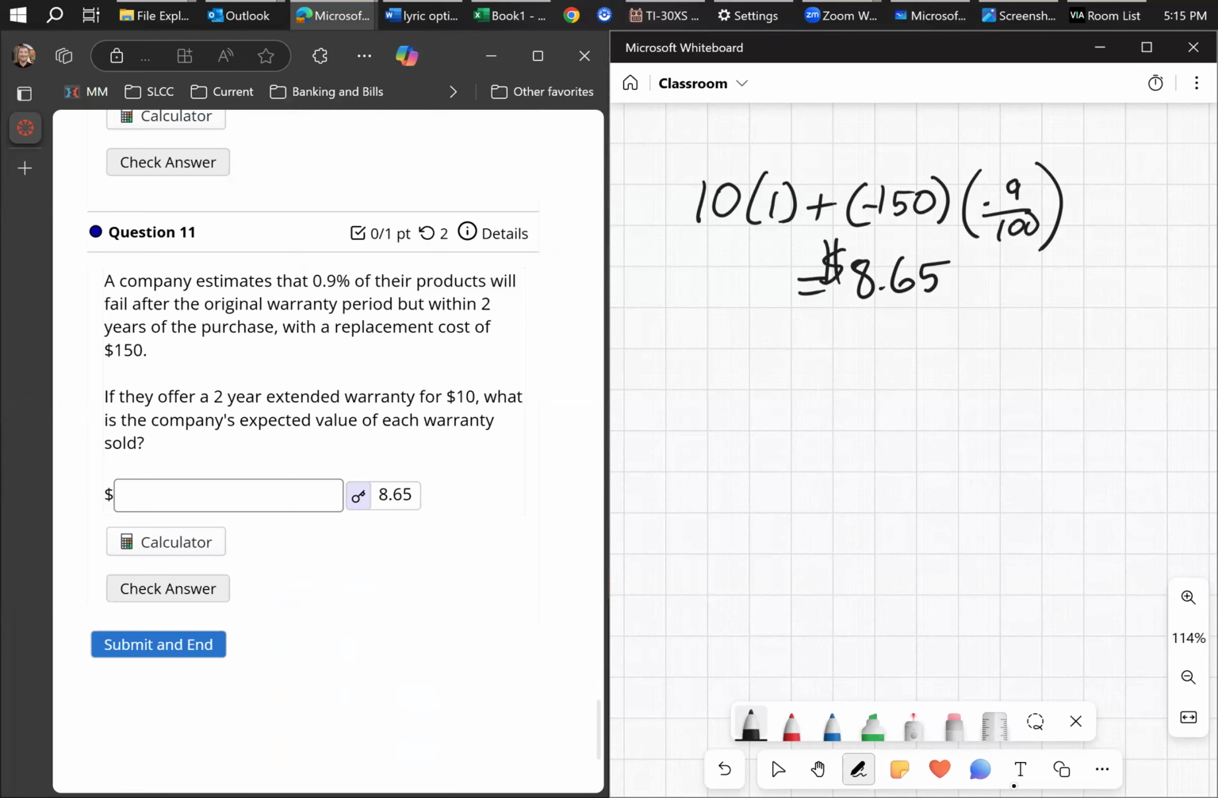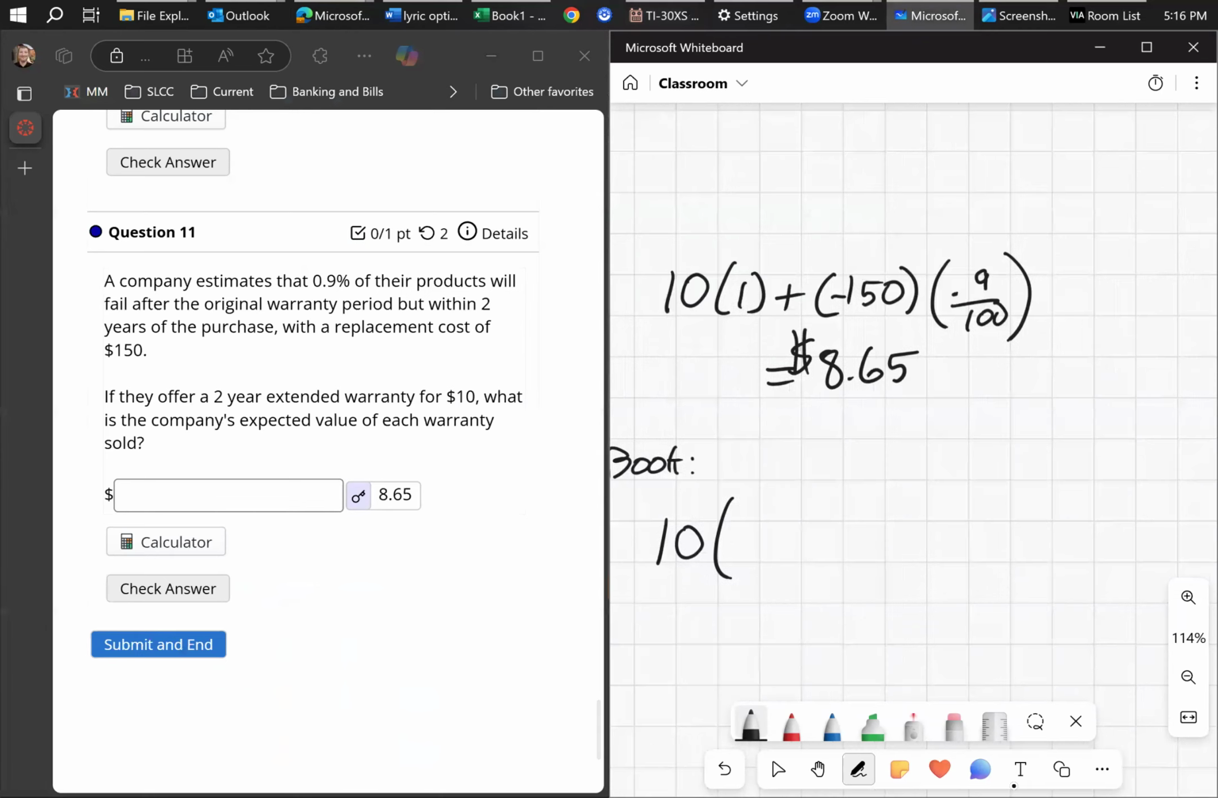Now, for a change, the book approach. They make $10, not every time. Let's just look at the 0.9. 0.9%, sorry. 0.9% is 0.009. The rest of the time would be 0.991. That would be 99.1%.